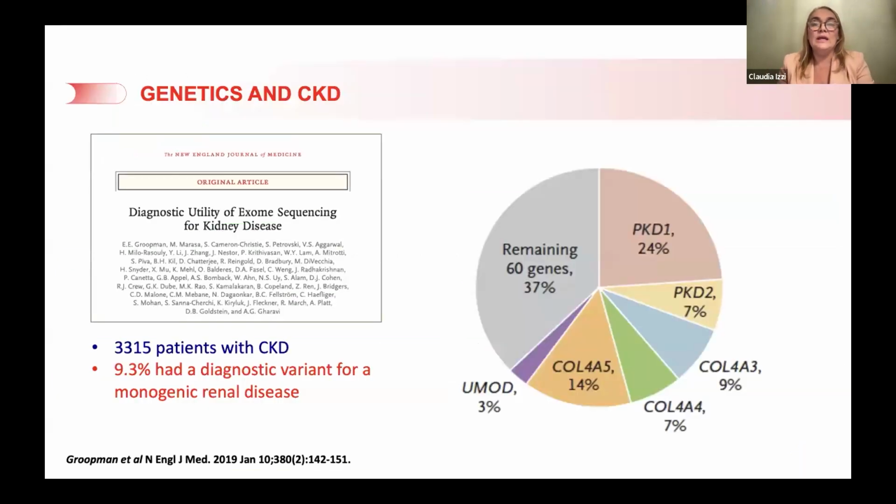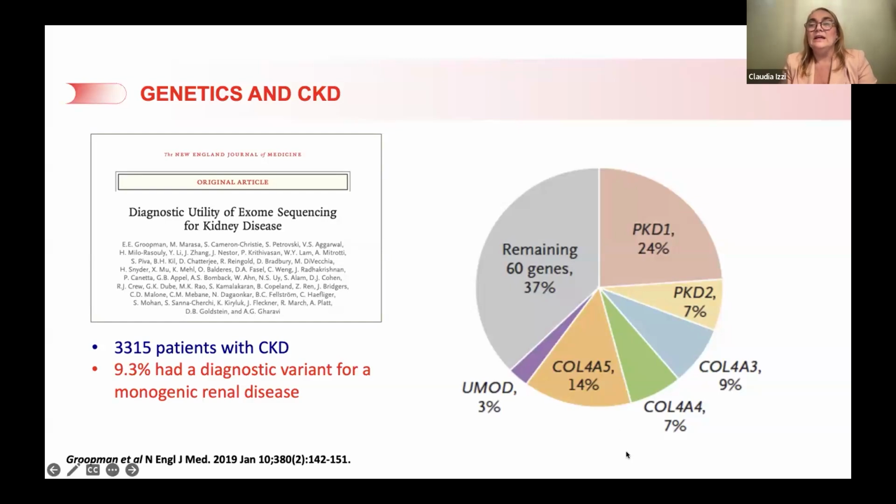And why are we talking about genetic tests? We know since 2019, from this beautiful paper from the group of Professor Garavi, that monogenic kidney diseases are relevant as a diagnosis in chronic kidney disease patients. This is a paper on exome analysis of more than 3,000 patients.